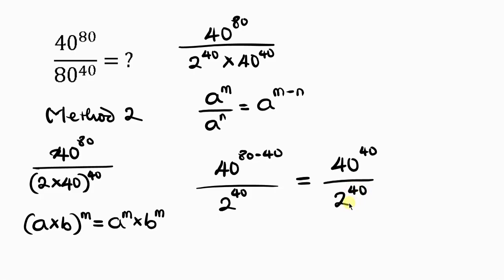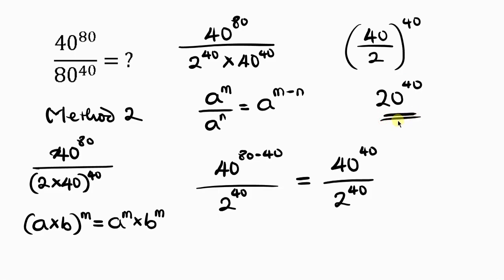Remember the law of indices once more. Since the exponents or the powers are equal, I'm going to be grouping them so that I have 40 over 2, all raised to the common power of 40. And 40 divided by 2 is 20 raised to the 40. And this is our final answer.